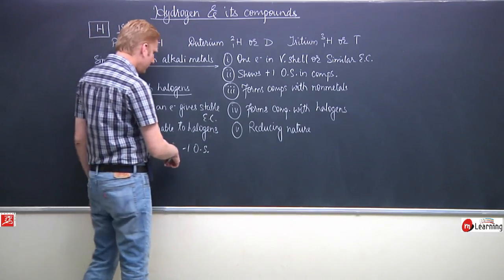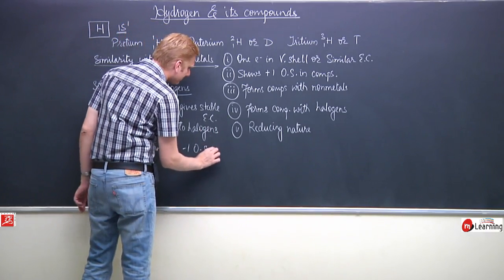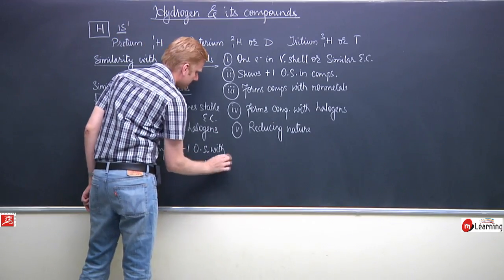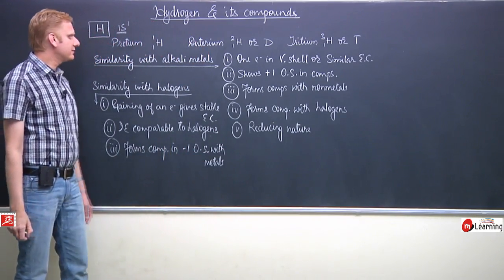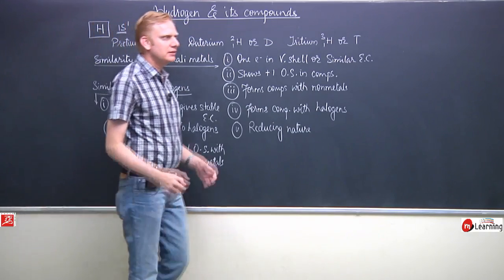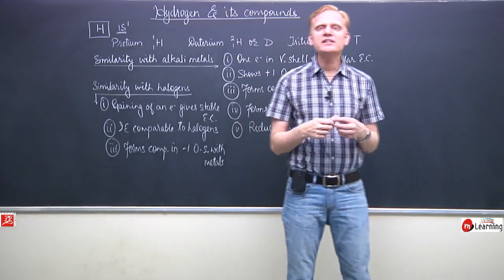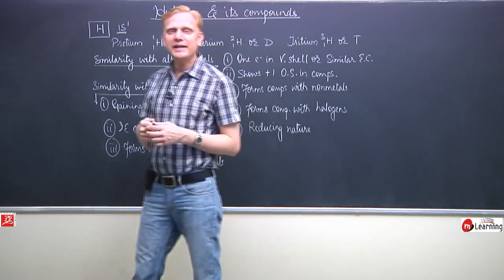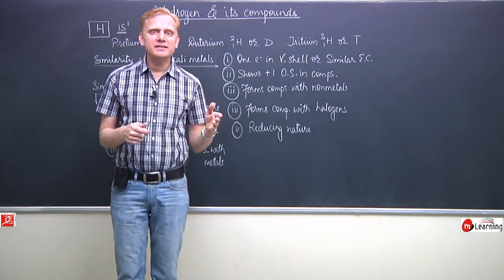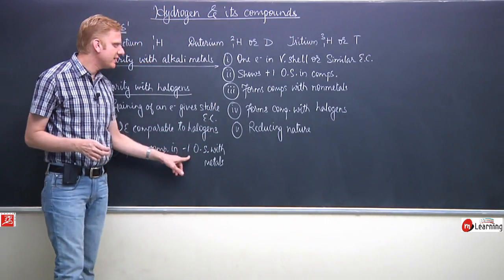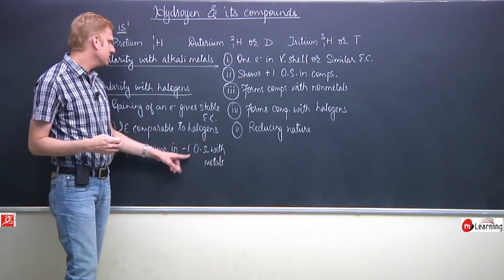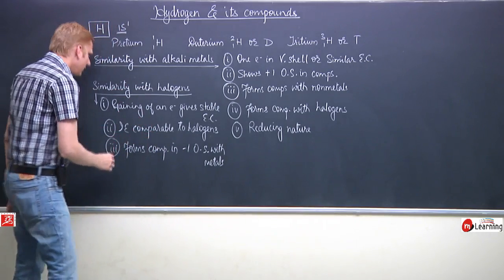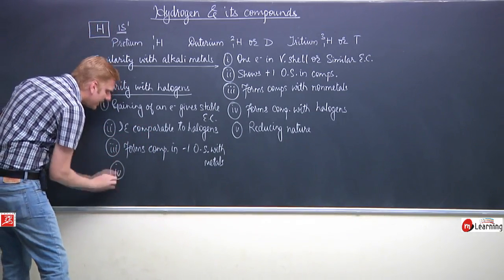So hydrogen forms compounds in -1 oxidation state with metals. With the metals, the compound formed by hydrogen is called a hydride, and the compounds formed by halogens are called halides. So hydrides and halides have negative oxidation numbers of these elements. These are certain points of resemblance where halogens and hydrogen have a similar thing.